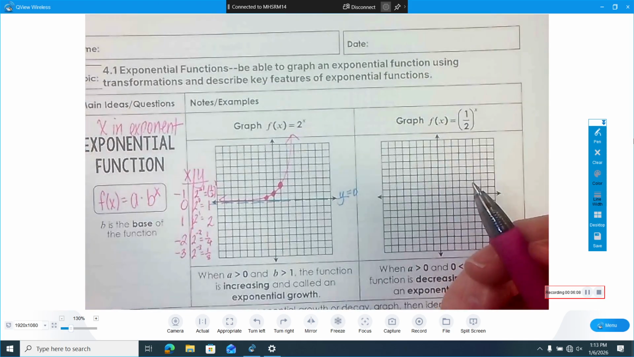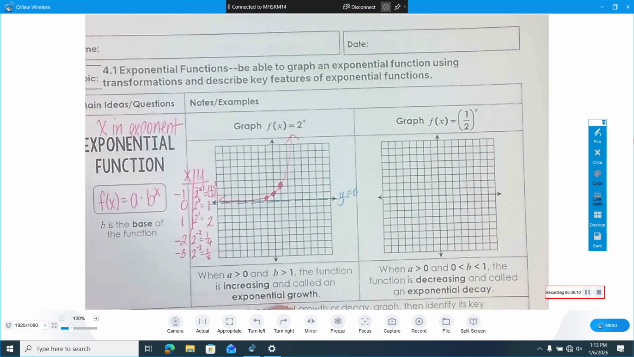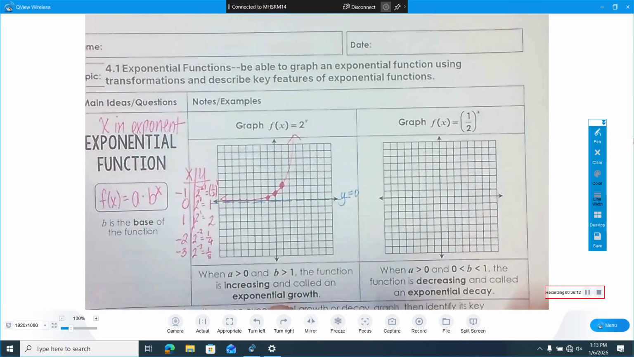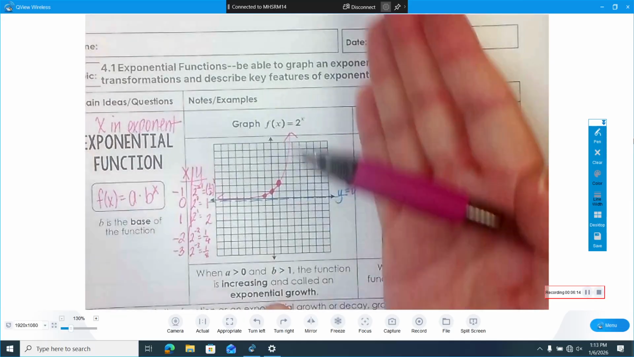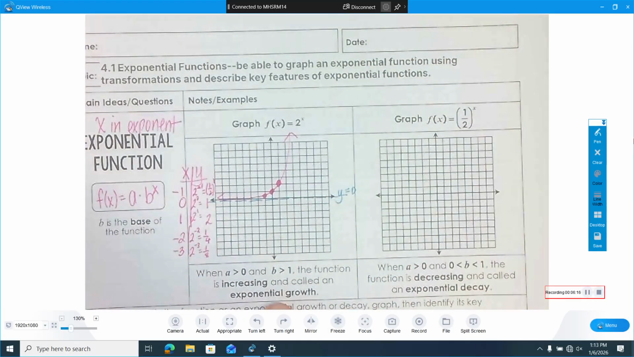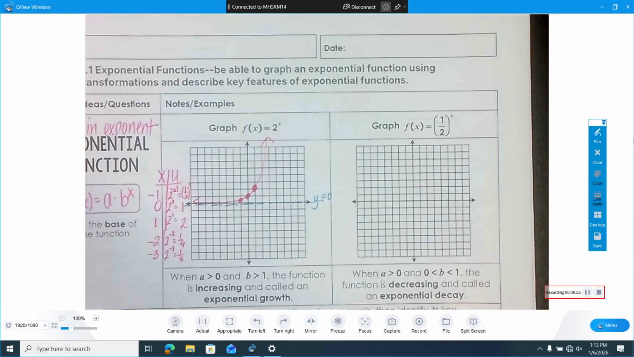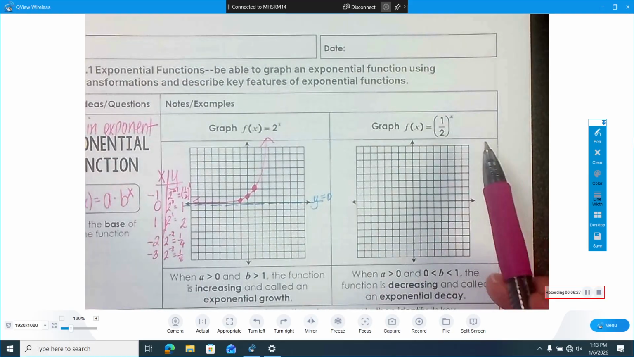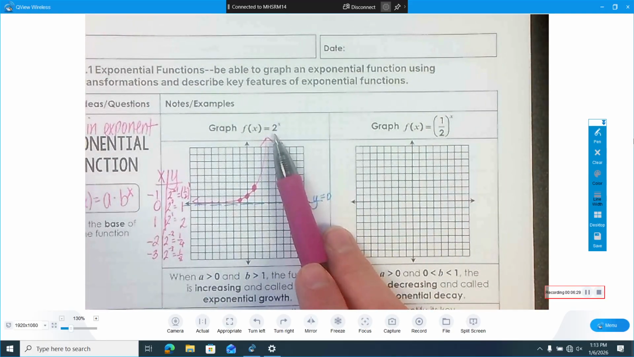This is called exponential growth. It's exponential growth because as we move to the right, our values are growing. They are getting bigger and bigger and bigger really, really quickly. We would really like our money to grow this quickly. It seems like you never get there. All right. That is with a base of 2.